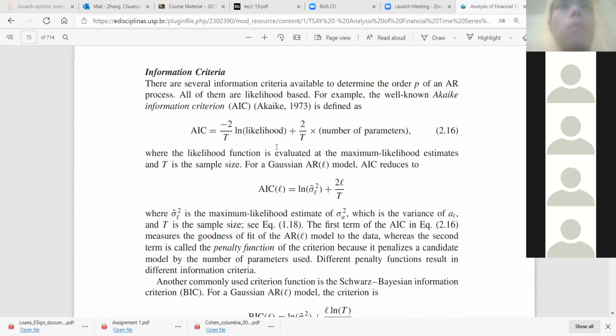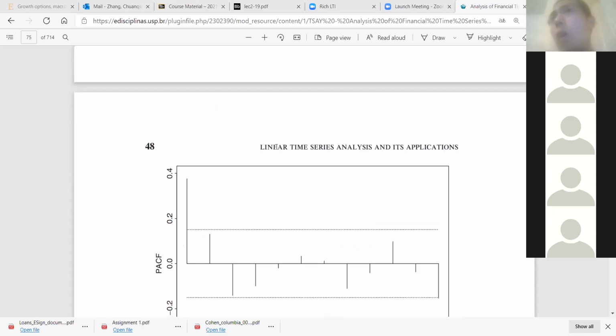So again, this part just tells you how to select appropriate AR models. One way is to use the PACF graph to define which order you want to cut off, or you can use the AIC or BIC criteria, which will be generated by the R software. So there are two things that we want to mention here.